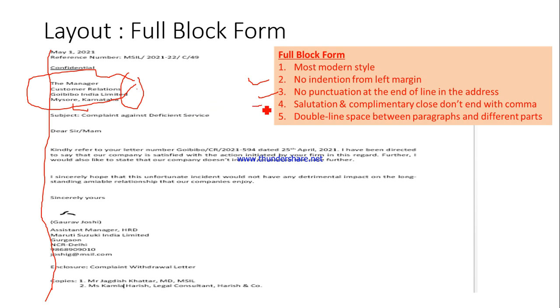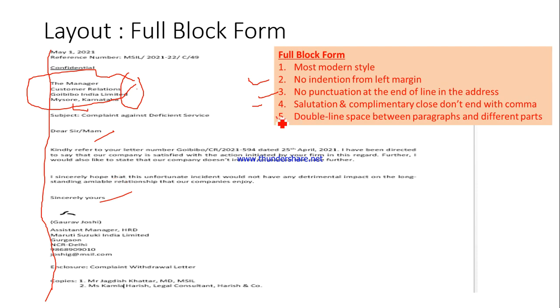Now let's have a look at the fourth point. Salutation, dear sir, would not be followed by a comma. You don't see a comma here. You don't see a comma after the complementary clause here. So you should not be putting a comma if you are using this particular form, right?